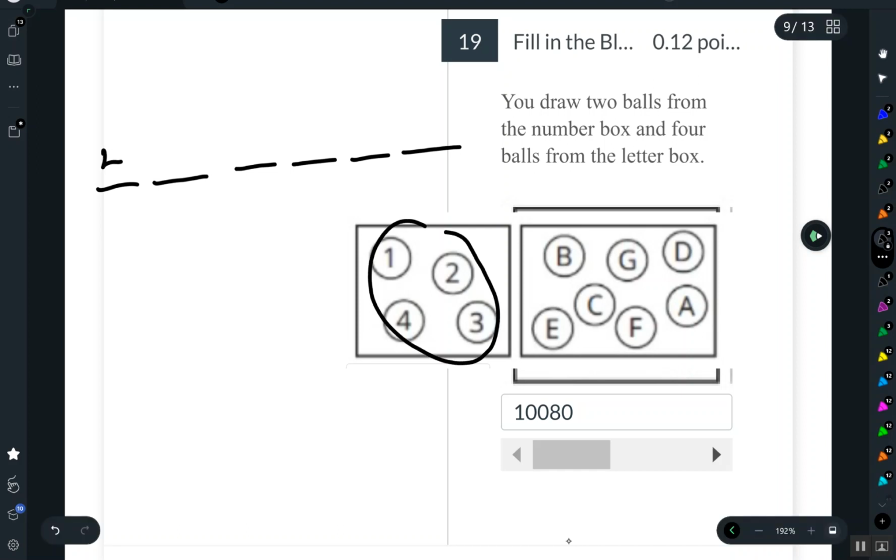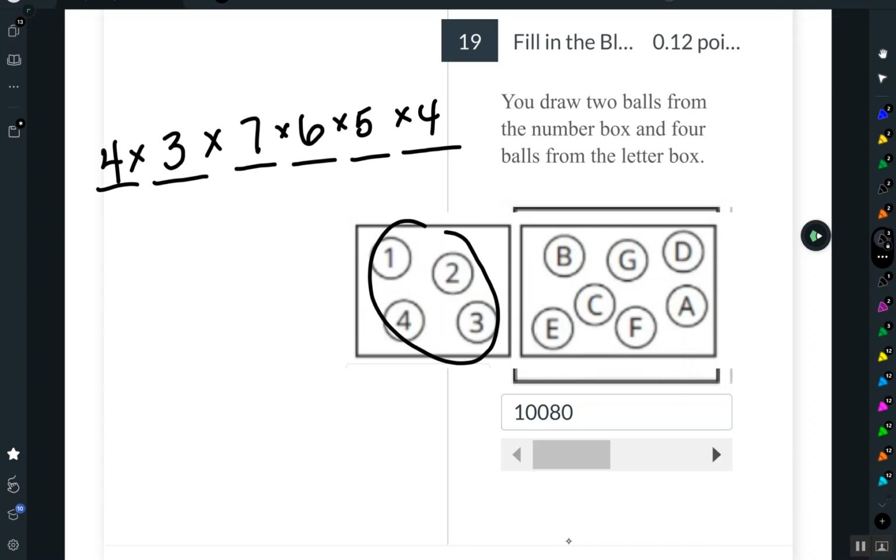At first there's 4, but then since we're taking 2 of them and we're not returning them, the first one we did not put back, there's only 3 for the second time, so we have to reduce it. Then from the letter box, there's 1, 2, 3, 4, 5, 6, 7 letters to start with, and then it's going to go down by 1 for each. Okay, and those are the numbers you're going to multiply all together to get 10,080.